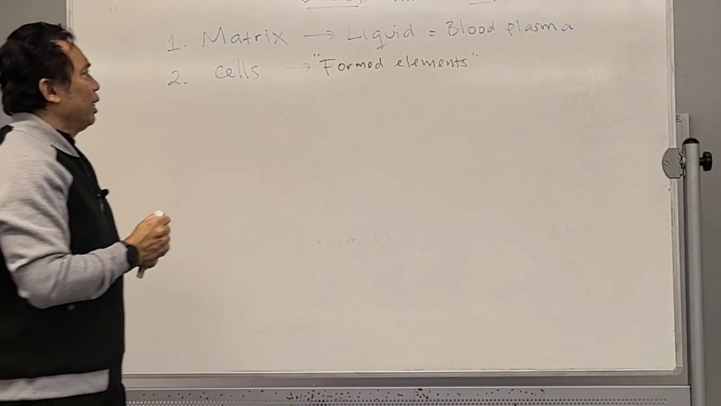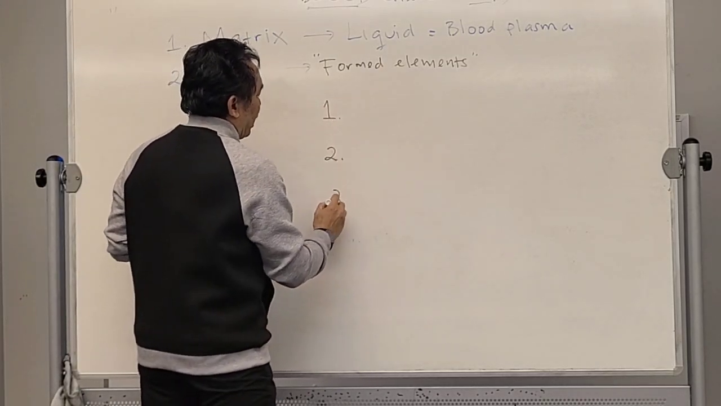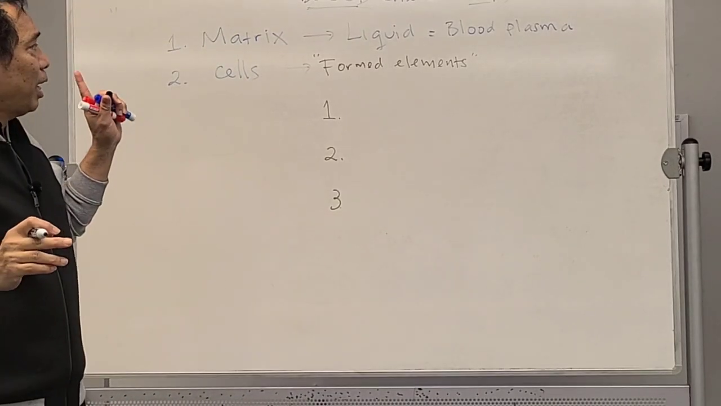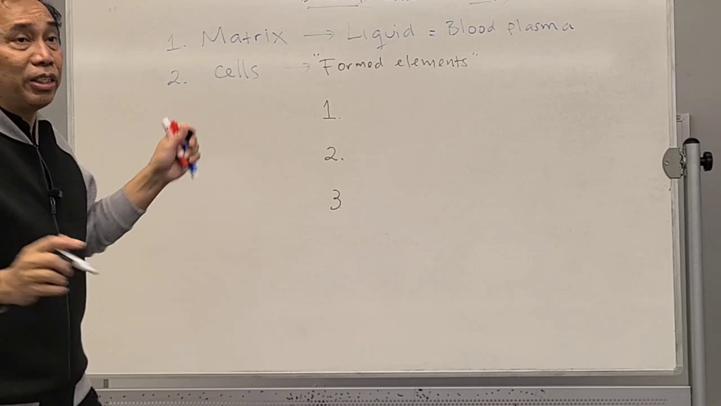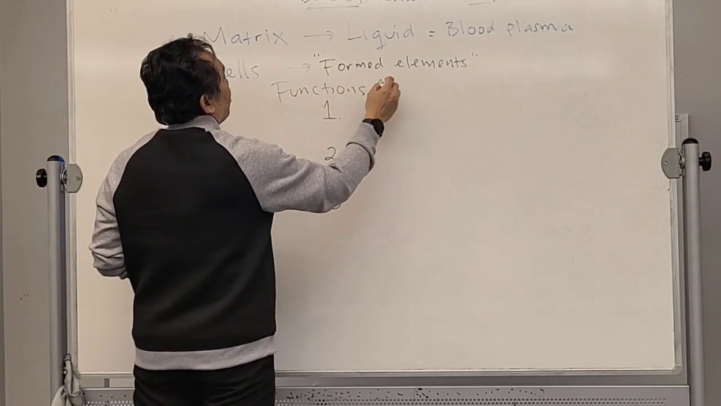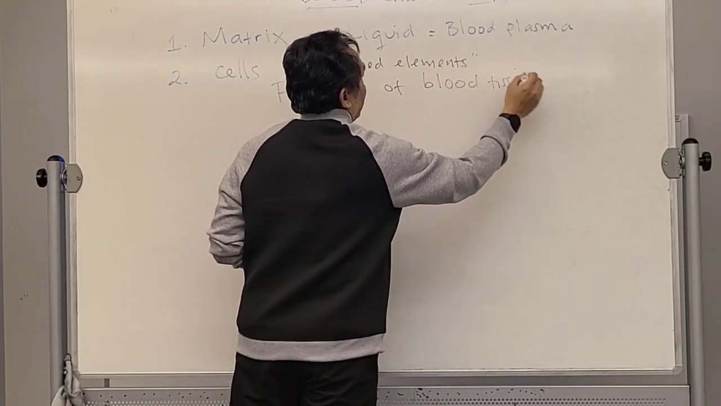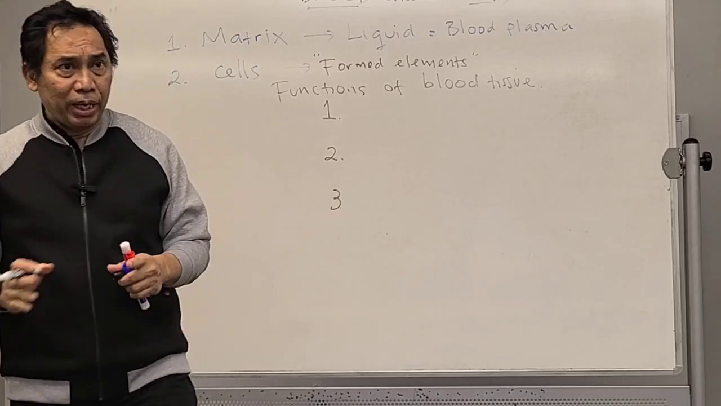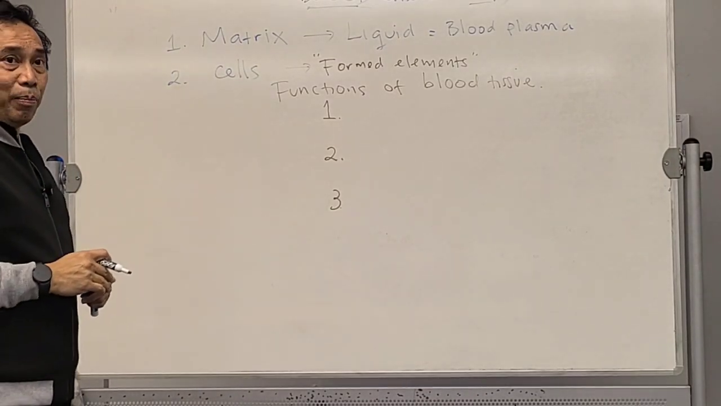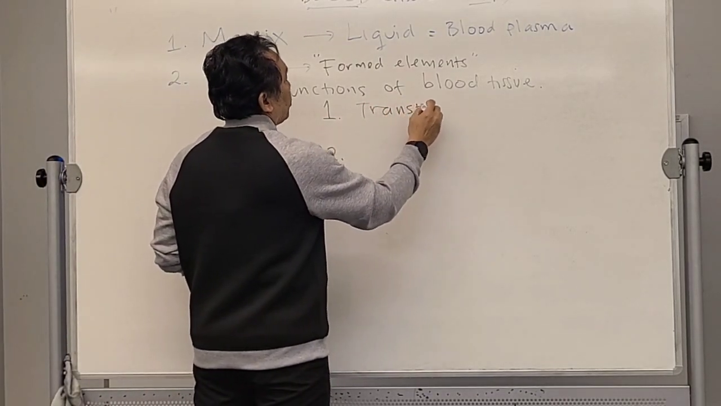Now, we're going to learn the function of the blood first, before we go to the anatomy or the structure of the blood tissue. So we're going to learn the physiology, the function. So functions of blood. Again, I should say blood tissue. When we talk about blood, it means this is a blood tissue. Now, the first function, the main function of blood, is transportation.